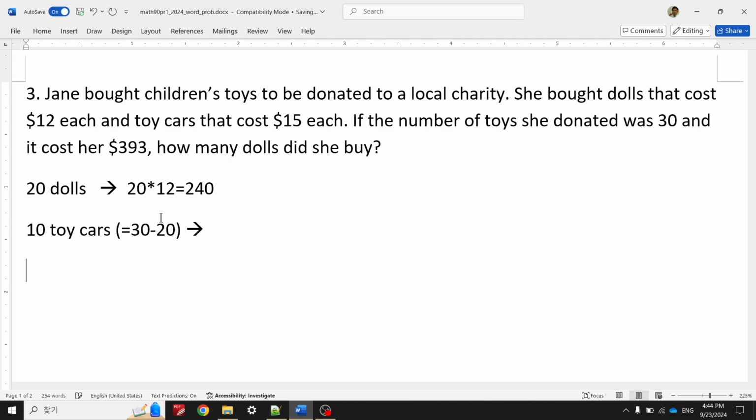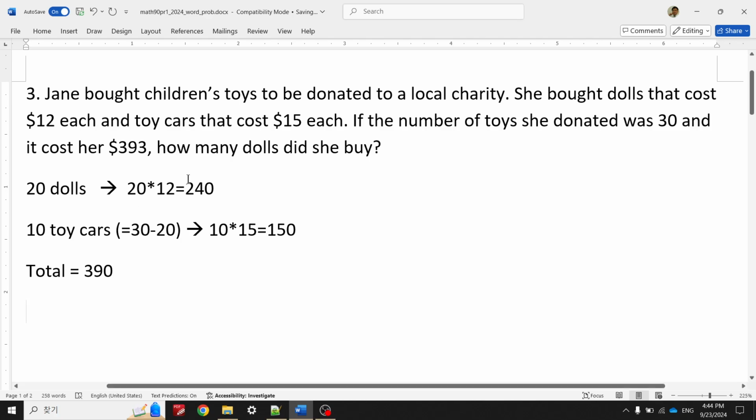And how much does this cost? 150, because how do you get that? 10 times 15, which is 150. Now, how much is the total? 390, right? If you add 240 plus 150, it's 390. Okay.